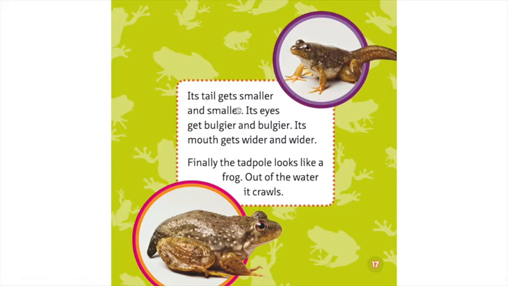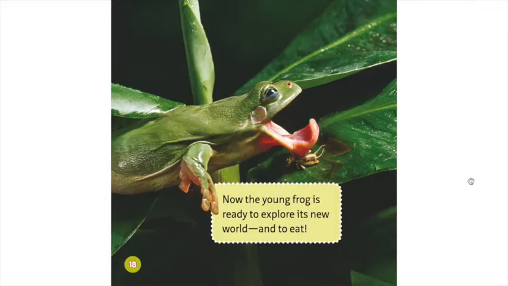Its tail gets smaller and smaller. Its eyes get bulgier and bulgier. Its mouth gets wider and wider. Finally, the tadpole looks like a frog. Out of the water it crawls. Now the young frog is ready to explore its new world and to eat.